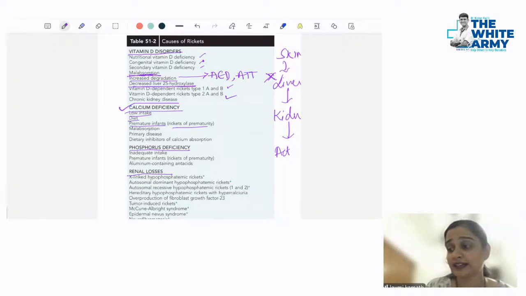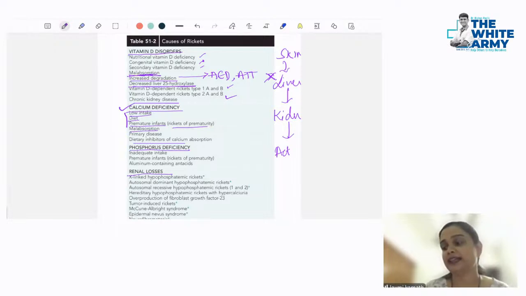Okay, then calcium deficiency either because of decreased intake or decreased absorption, like in malabsorption syndromes, or primary disease of malabsorption where the calcium ions are probably not working well. Okay, or it can be a dietary inhibitor. So if you give calcium and iron together, then also you can have your calcium deficiency.